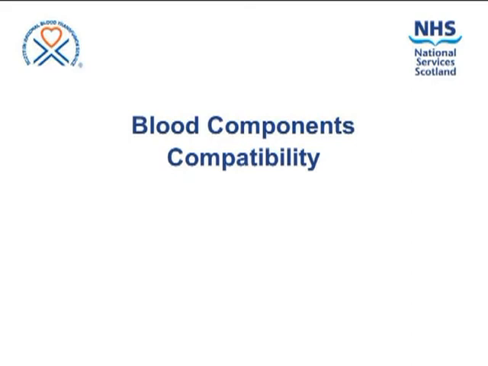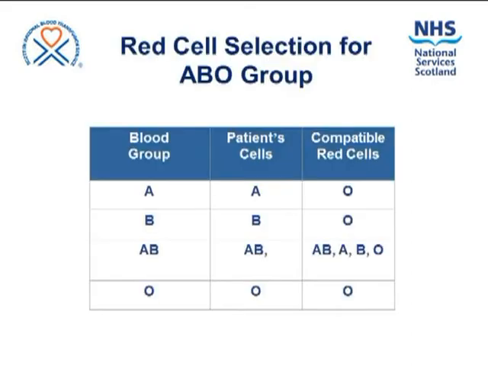This section of the presentation will focus on blood components and compatibility. ABO groups are named after antigens present on the red cell surface. In the ABO groups, individuals produce antibodies against antigens that are not present on the red cell surface. Thus, Group O individuals have antibodies to both Group A and Group B in their plasma, while AB individuals do not have either of these antibodies in their plasma.